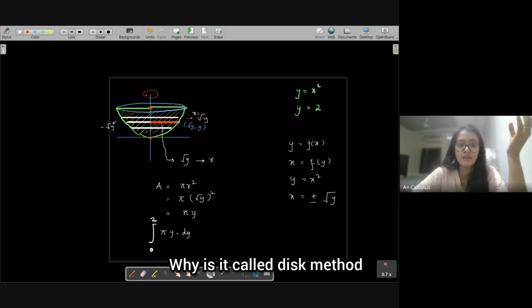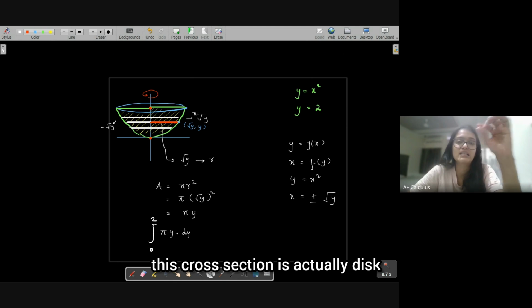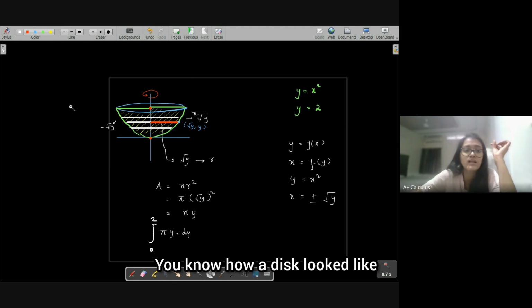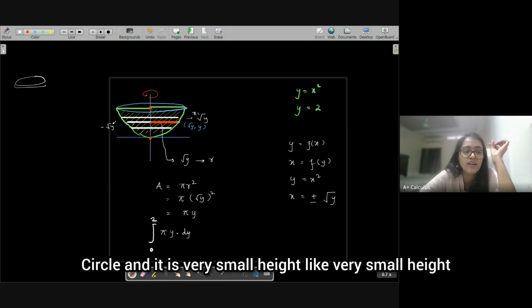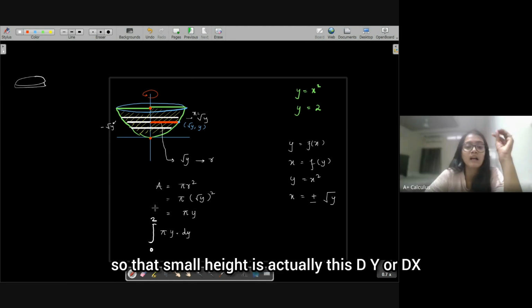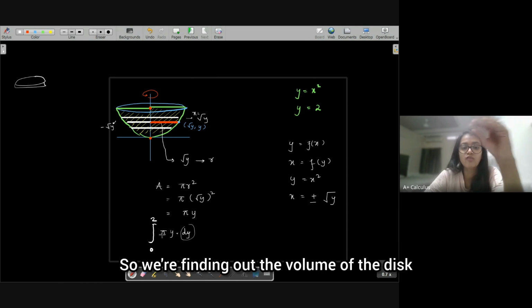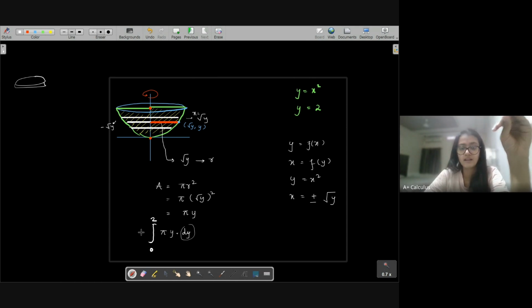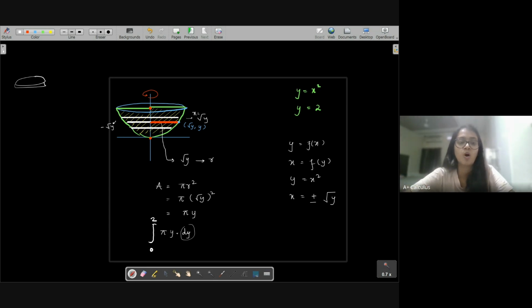Why is it called the disk method? Because this cross section we are taking is actually a disk. It has a very small height. You know how a disk looks like? A circle, and it has a very small height. That small height is actually this dy or dx. So we are finding the volume of that disk. And then we're finding the volume of all the disks and adding all those volumes, or consider it the area of a cross section.